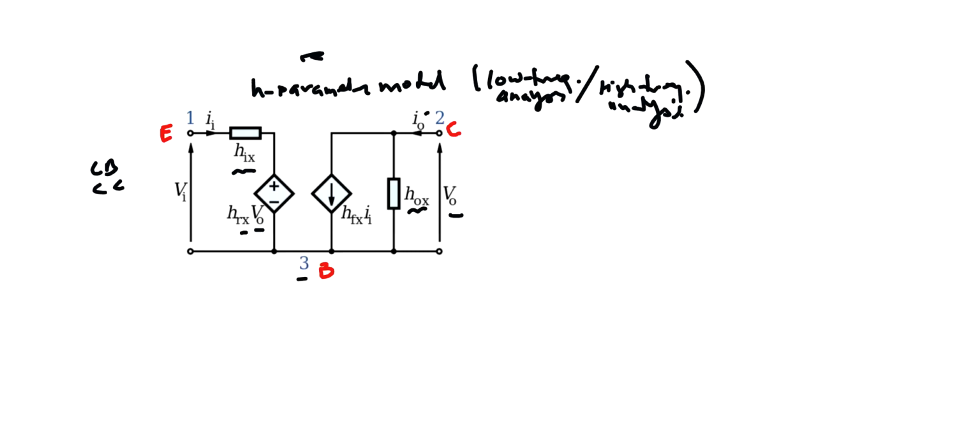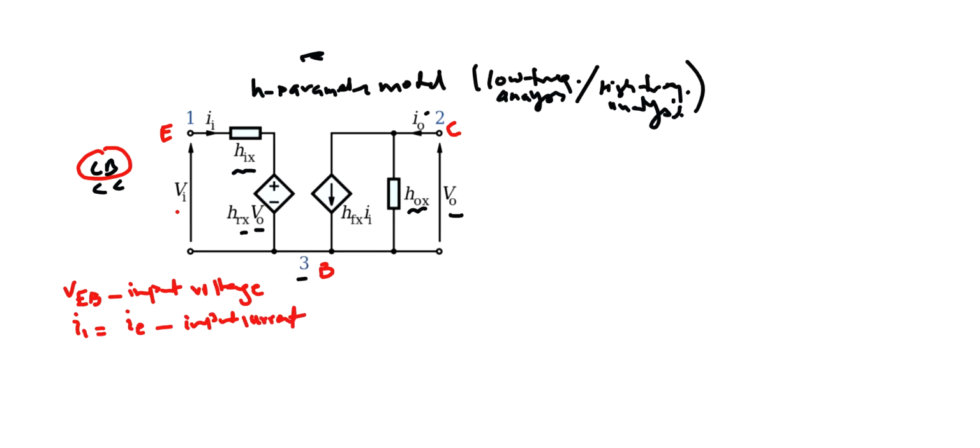The input voltage will be your VEB. Then the input current II will be equal to your emitter current IE. Then you have the output current IO, which is your collector current.